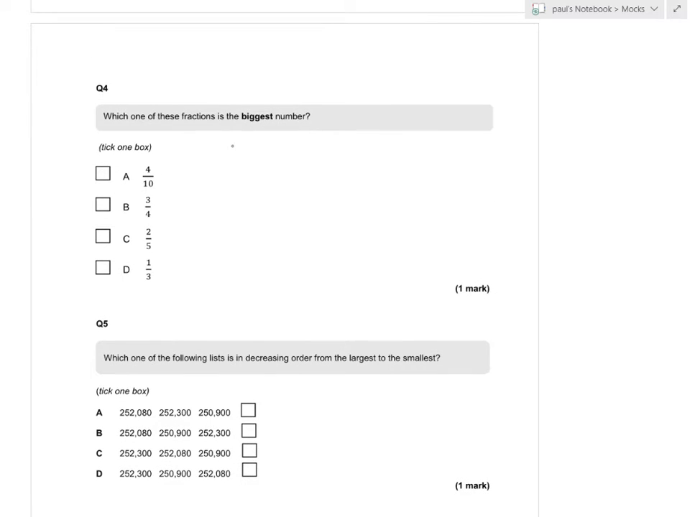Which of these fractions is the biggest number? Don't forget it's a calculator paper, so you can convert all these to decimals. 4 divided by 10 is 0.4. That's 0.75. That's 0.4 again, and that's 0.3 recurring. So the biggest one is B, 0.75, 3/4.